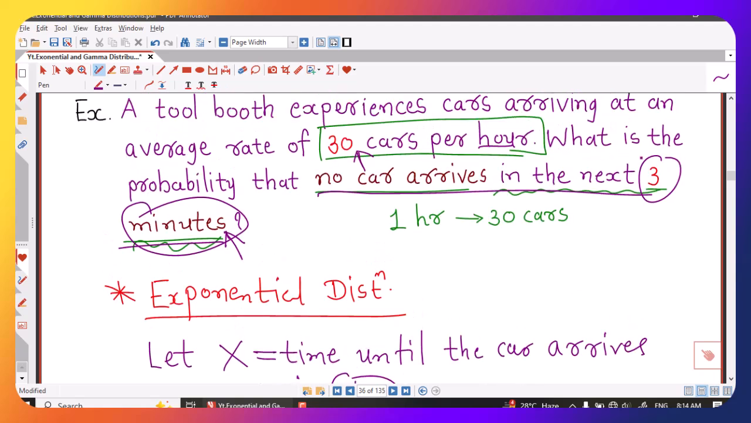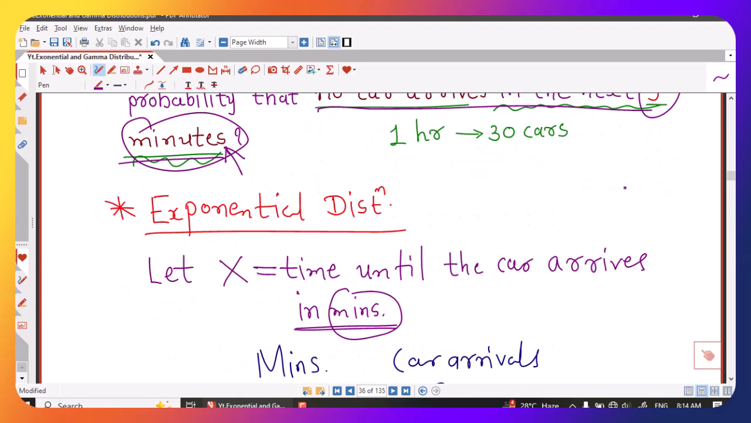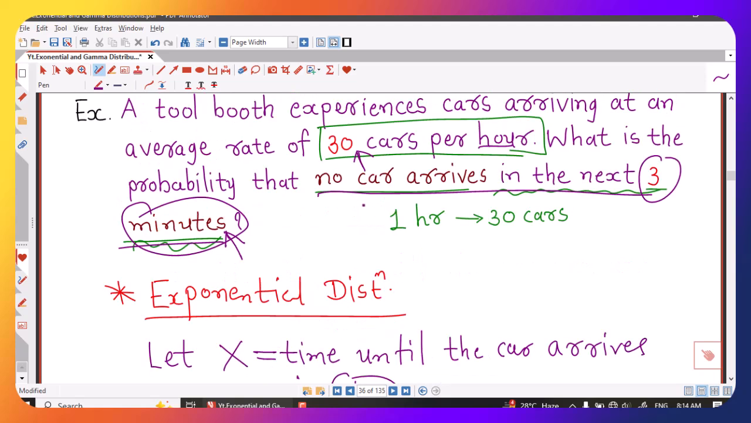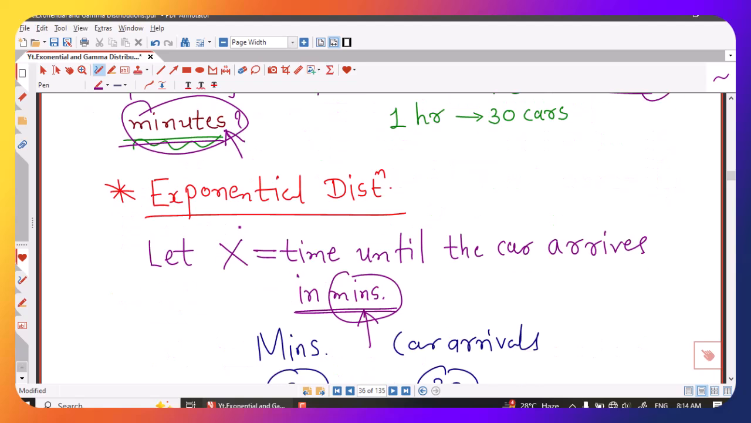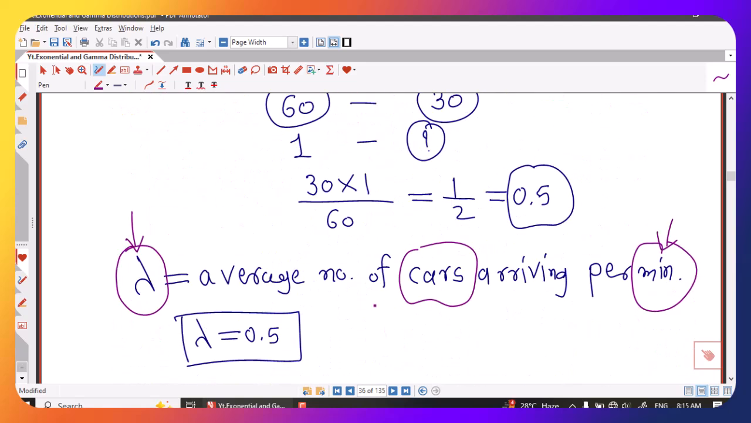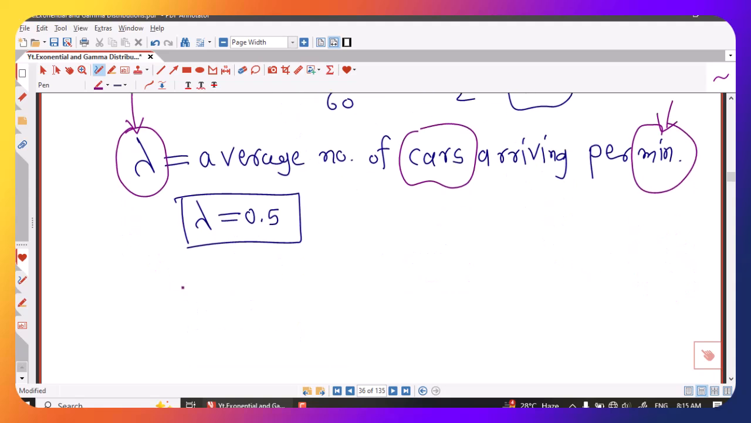Suppose we are asked to calculate the probability of no car arriving in 2 hours, then here instead of minutes we will consider time in hours. Suppose we are asked to calculate the probability that no car arrives in the next 5 seconds, then here we will consider our unit as seconds, and accordingly lambda will be the average number of events per unit of time. Now if we have lambda, then we can write down either the CDF or PDF of the exponential distribution.